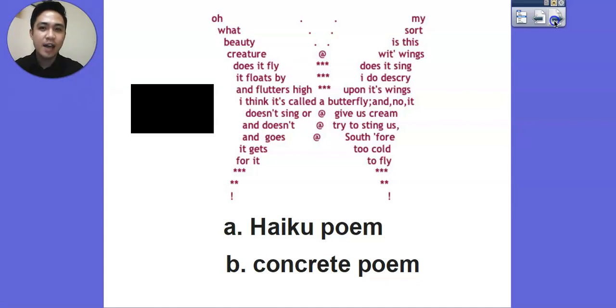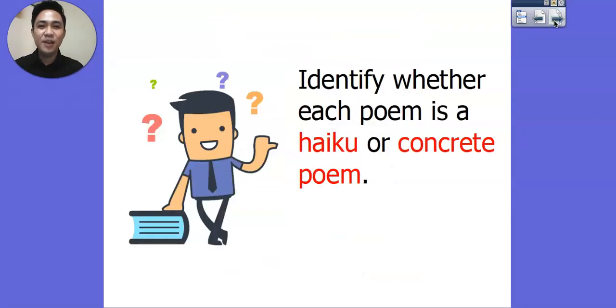You see, the poem is about the butterfly, so the words form a shape of a butterfly. Very nice poem. Okay? Now, question class. Have we achieved objective number 1? Did we identify whether each poem is a haiku or a concrete poem? Oh, yes! Very good.